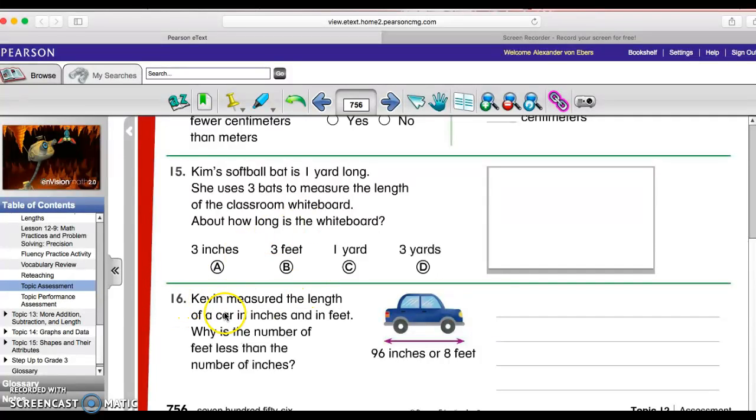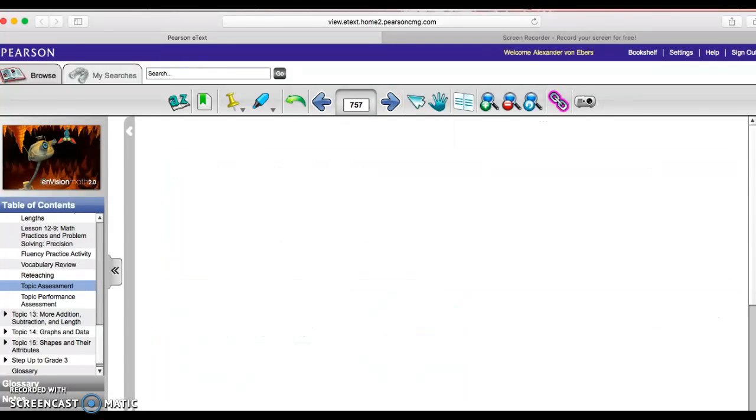Kevin measured the length of a car in inches and in feet. Why is the number of feet less than the number of inches? So why is it 8 feet and it's 96 inches? Why is the number of feet less than the inches? There's less feet than inches. Why? Answer that, then go to the next page.